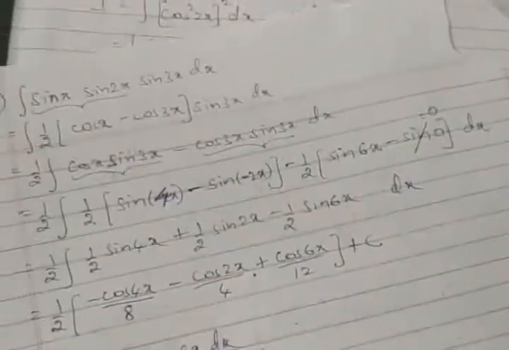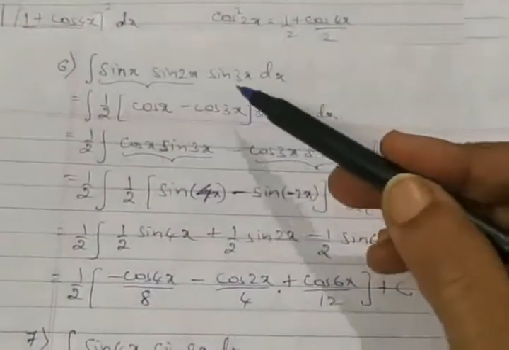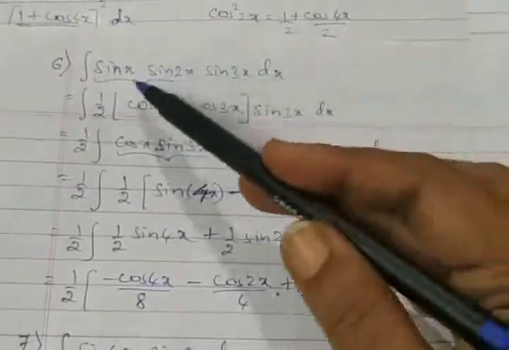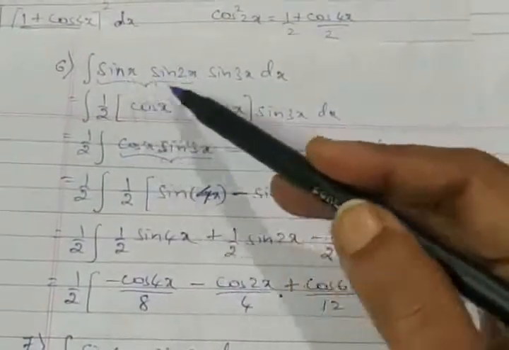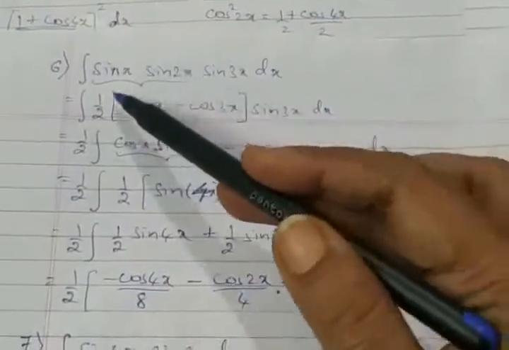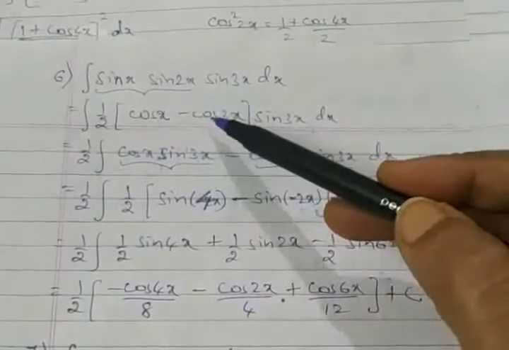Sixth question, where integration of sin x into sin 2x into sin 3x with respect to x. Again you have an option. Choosing the smaller angles, I have taken the third as it is, and applied the transformation to the first two. We have 1 by 2, sin A sin B. So be careful, sin A sin B is half cos A minus B minus cos A plus B.